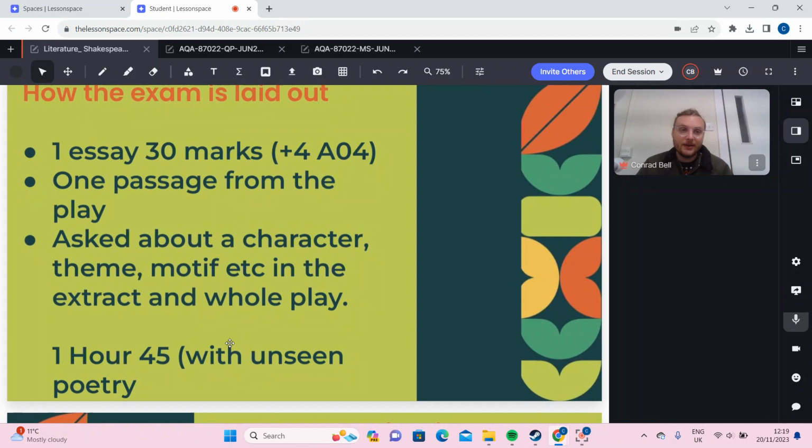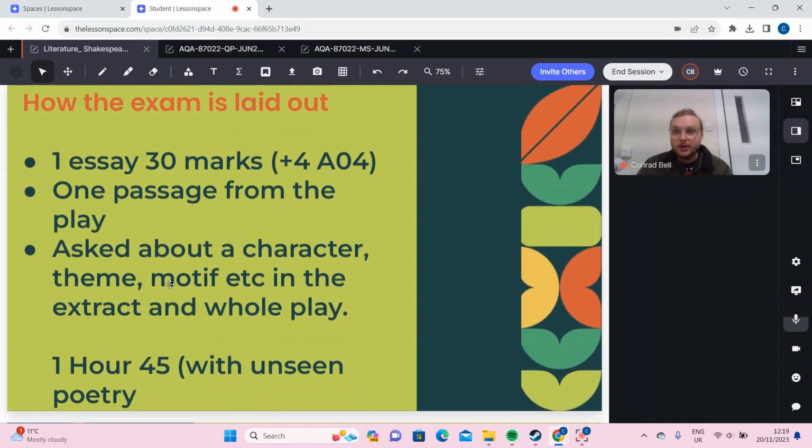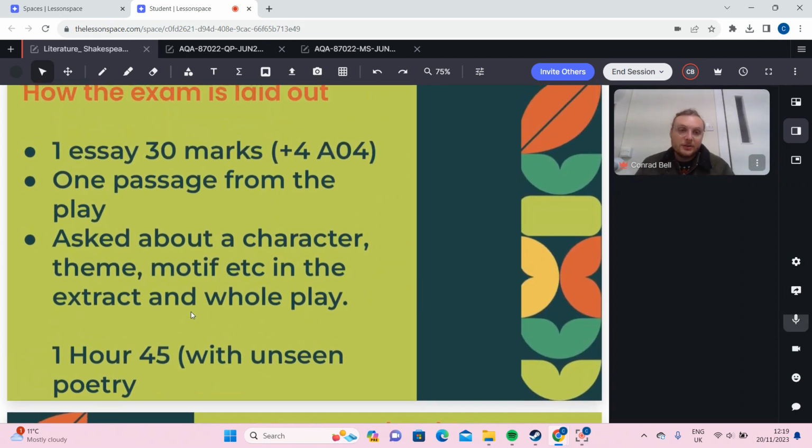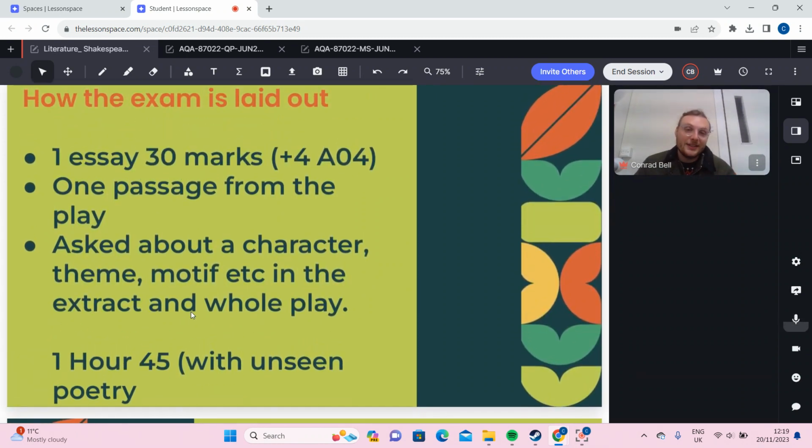So how the exam is laid out, like I said, it's a lot like the 19th century novel one. You get one essay and it's 30 marks, and you get 4 marks for SPaG. You have to read a passage in the play, and then you get asked about a character or theme or motive in the whole play. This says an hour 45 with unseen poetry because that's how it was done last year, but if it's not done with any other paper, it will just be straight up 50 minutes.